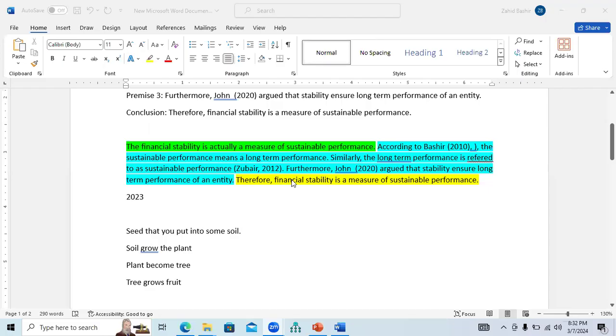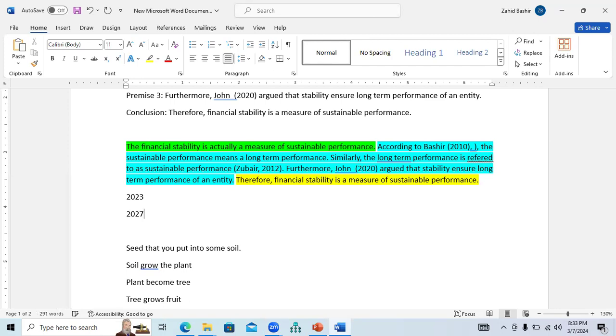I am again elaborating the point. I was saying that I developed this argument in the year 2023. Someone in, let's suppose, 2027, some future researcher, can challenge my claim. Challenge does not mean that my claim was wrong. He may rectify, or he may add something to this claim.